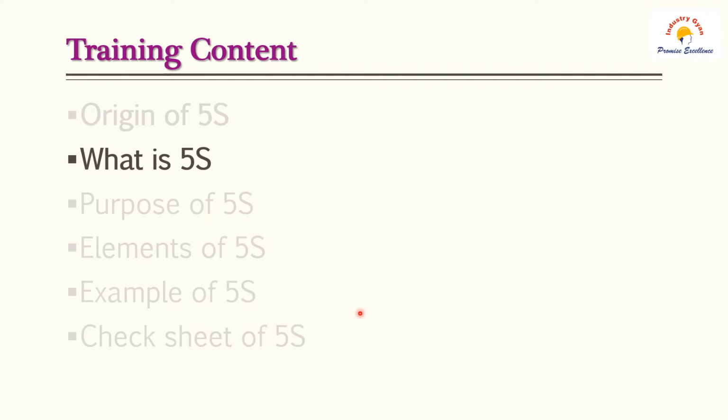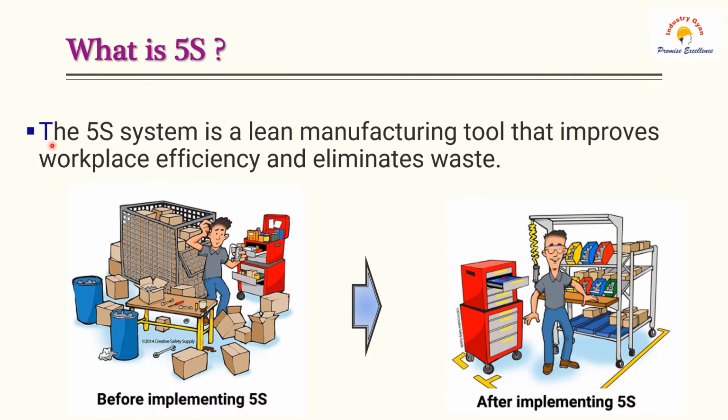Let's understand what is 5S. The 5S system is a lean manufacturing tool that improves workplace efficiency and eliminates waste. In this diagram, we can see before 5S activity, material lying on the floor and very difficult to identify the required item. But after 5S activity, a person goes to the area and easily identifies the material which is required.